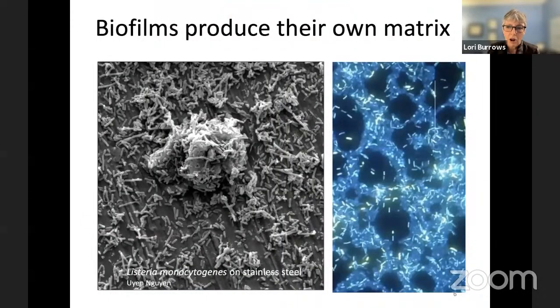So one of the hallmarks of biofilms is that they produce their own matrix. And this is a mixture of sugars, proteins, lipids, and DNA that surround the bacteria. So I'm showing you two images here. The one on the left is a scanning electron micrograph of a Listeria monocytogenes biofilm growing on stainless steel.